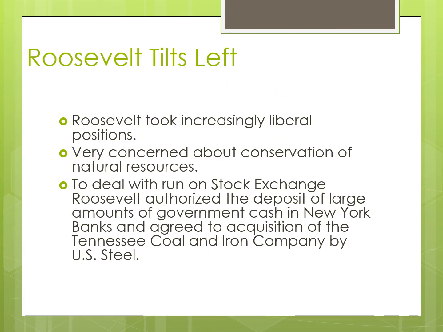As the years went on, Roosevelt is getting more and more liberal. He's worried that natural resources are a finite thing, and they are, so he creates the national parks. To control the stock market, he gets the ability to control how much money banks can have on hand, and even goes to acquire and break up the steel and coal industries in Tennessee.